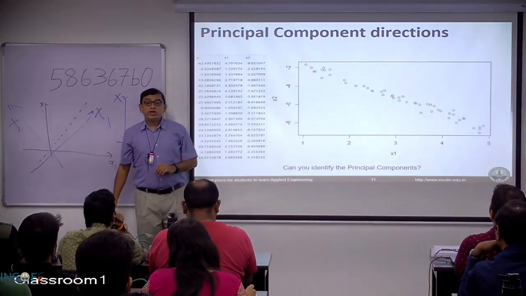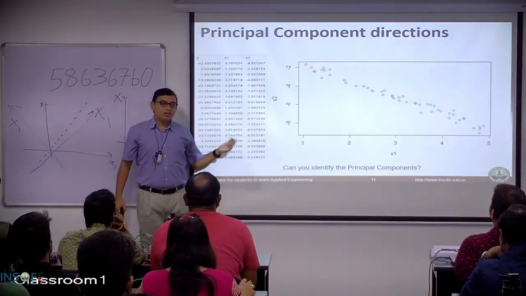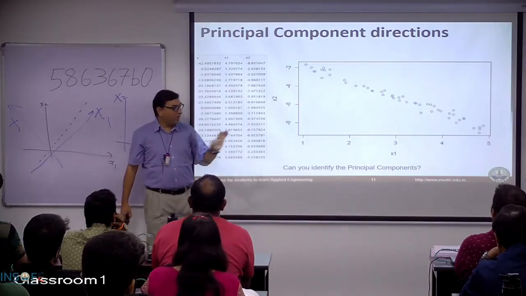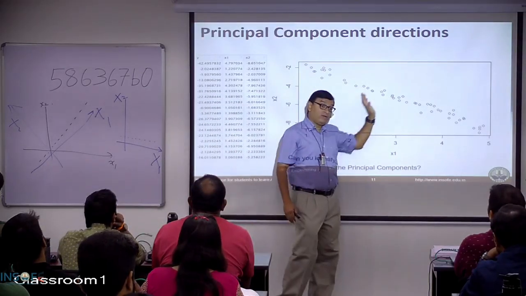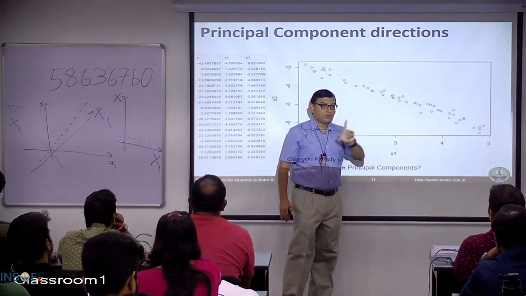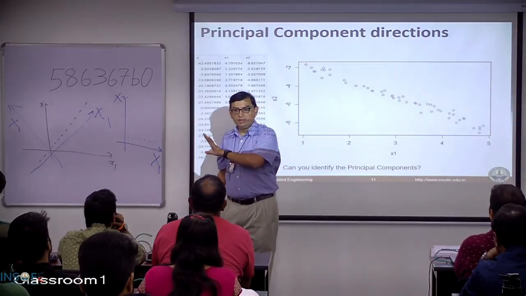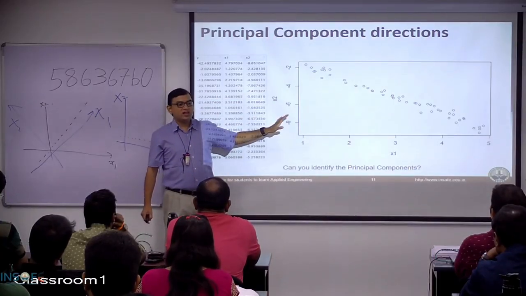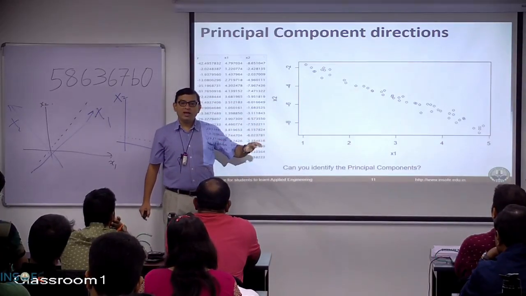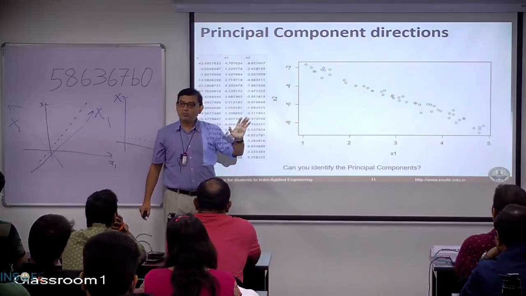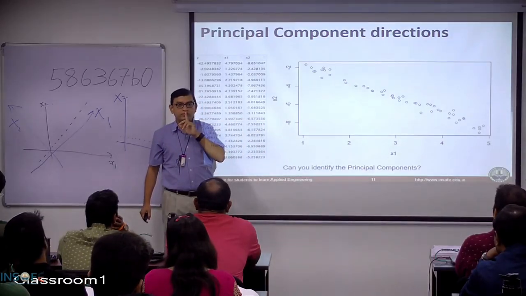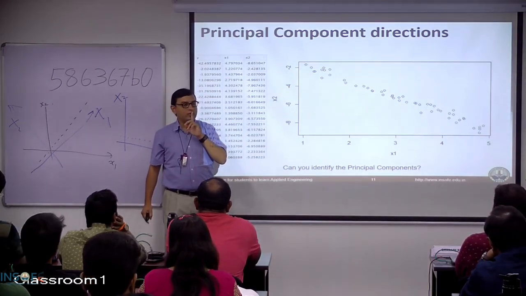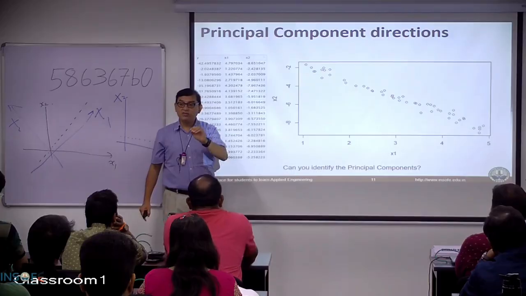Okay, so here is another data set. In this data set, again you see that x1 and x2 have a high amount of correlation, but it's not perfect correlation like before, right? For this data set, can you identify the direction of the dominant principal component? Which is the direction in which there is most variation?